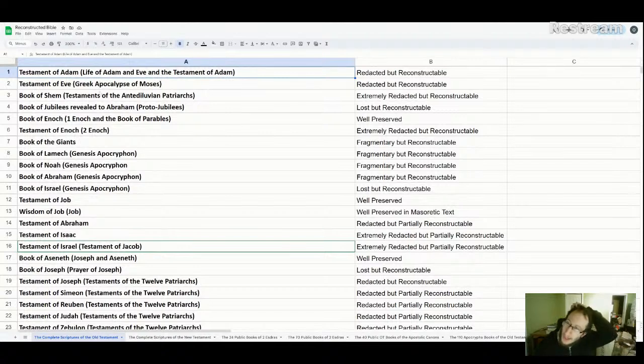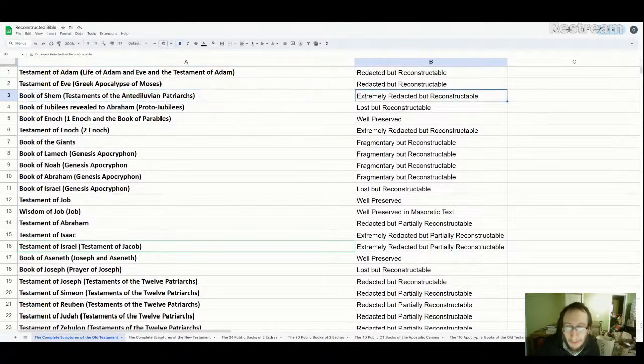But yeah, so now we go to the next thing, and I call it the Book of Shem. And this is essentially a lost book. I have here extremely redacted, but reconstructible. The reason I have extremely redacted here is because we actually have portions of it quoted in the Book of Clement, the Book of the Rolls that I was mentioning earlier.